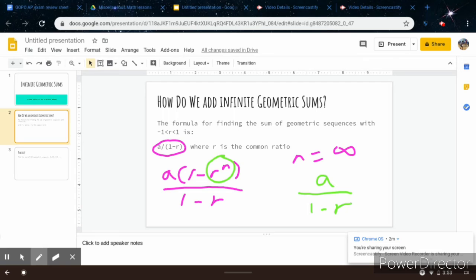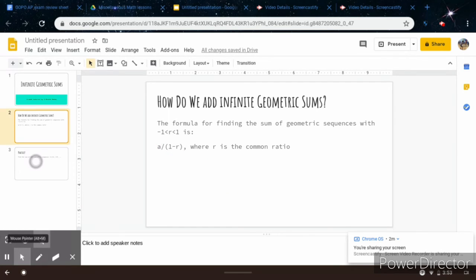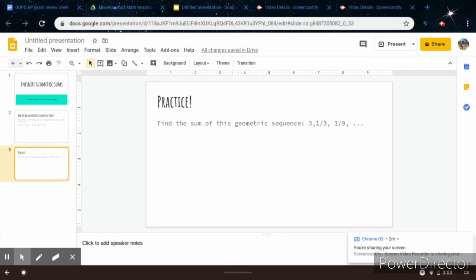So now let's do some practice. So first let me erase. Okay. So let's practice. We want to find the sum of this geometric sequence: 3, 1/3, 1/9, and so on. So first, let's identify our first term. Our first term is 3.